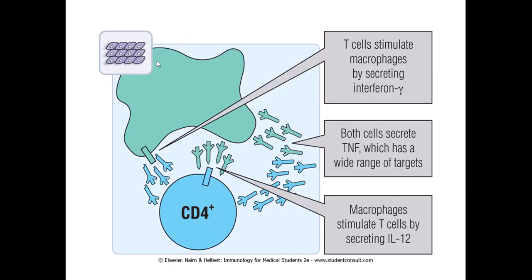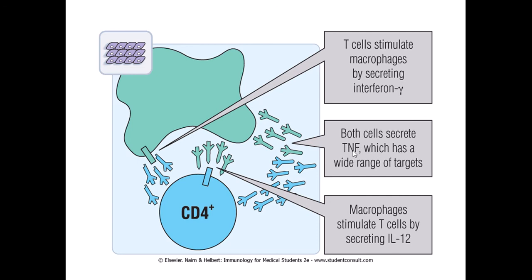So here, when we talk about the delayed type hypersensitivity reaction and the T helper cells that are involved, which is usually the T helper 1, the type of cytokines that are produced. So the T cells usually stimulate macrophages. So the key cell in the delayed type hypersensitivity that needs to be activated is the macrophage. And those, they will be activated by secreted interferon gamma. And both cells, they secrete a tumor necrosis factor.